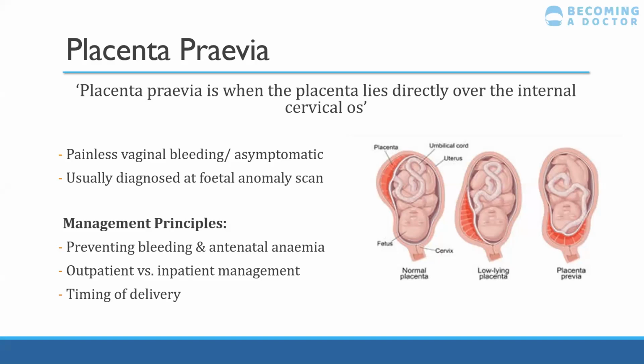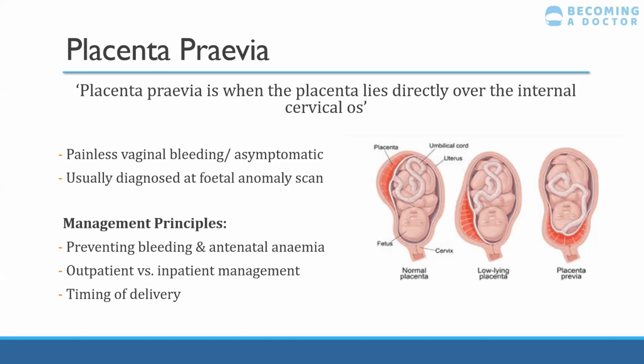And then our management really. So the first one is just looking at antenatal anemia. So you need to supplement with iron if antenatally mum's becoming anemic, because she's obviously going to be more likely to have problems if she then loses blood during delivery. Most women can be managed at home throughout their pregnancy.